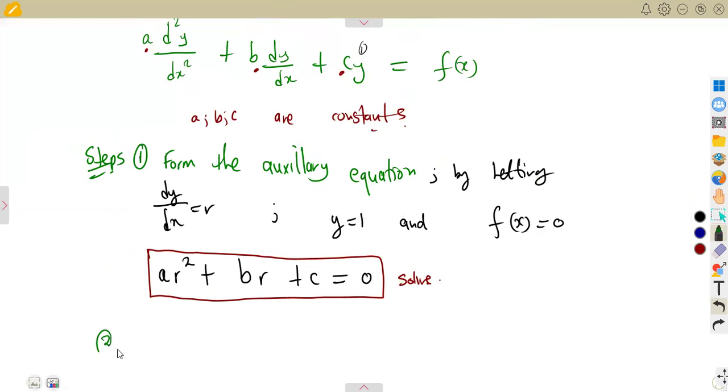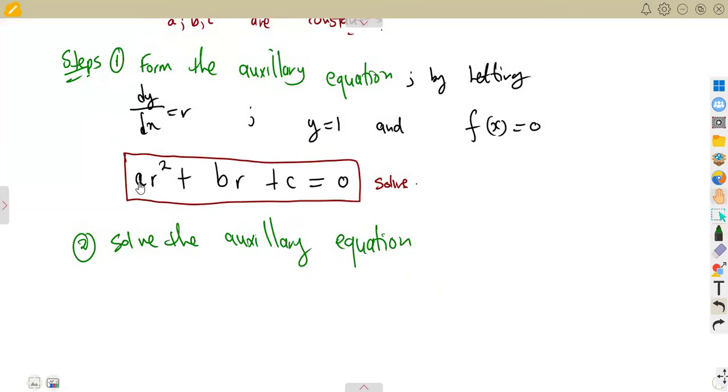So let's solve the auxiliary equation. By solving this, you're going to find the values of r. It's a quadratic equation, as you can see. The equation that we have here is a quadratic, so you are going to use the quadratic formula.